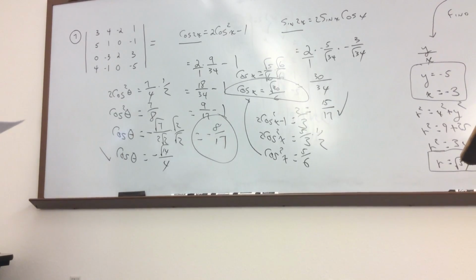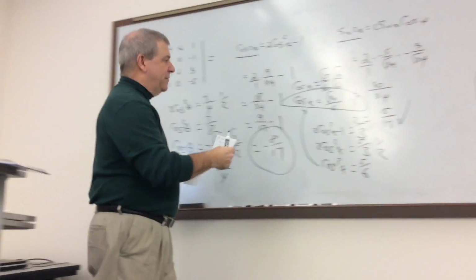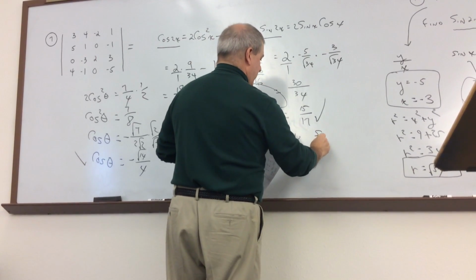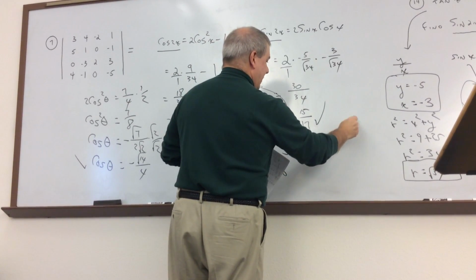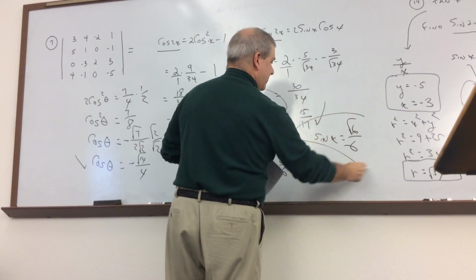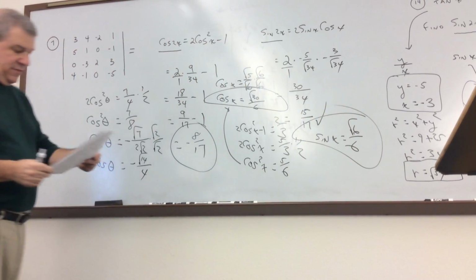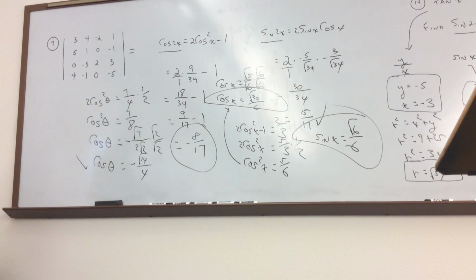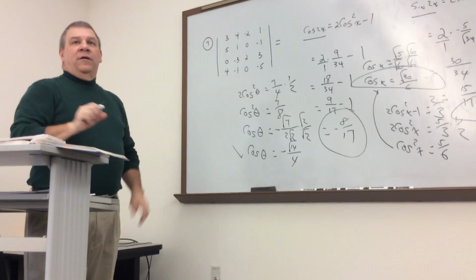What'd you get for sine of x? Radical 6 over 6. When you plug into the other one, should be that. All right, so that was wrong.